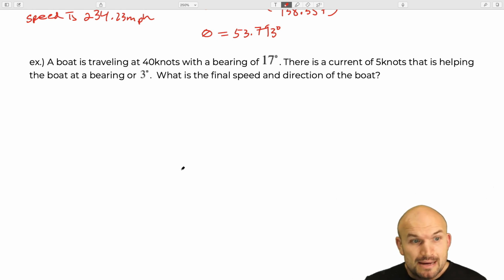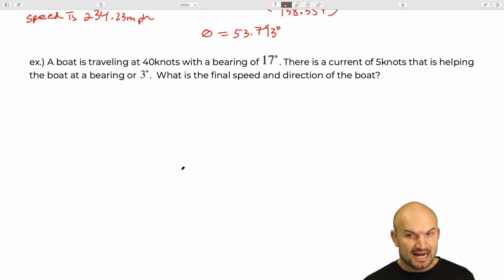And then here's another example. In this example, we're going to have two angles, so it's going to be a little bit heavier on the calculator. We say a boat is traveling at 40 knots with a bearing of 17 degrees. There is a current at 5 knots that is helping the boat at a bearing of 3 degrees. So what is the final speed and direction of the boat?